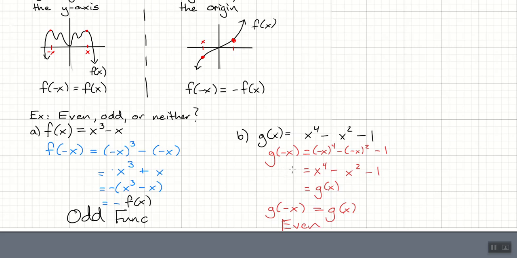Yo. I don't understand how you're getting rid of the negatives after you make it g of negative x. So like between these two steps? Like the negative x to the fourth.